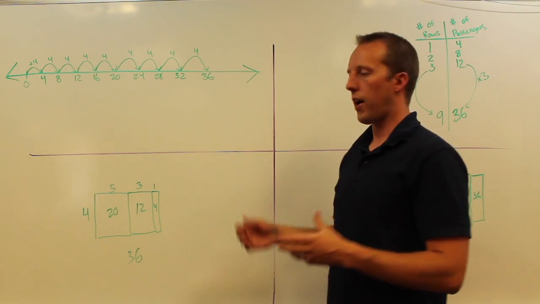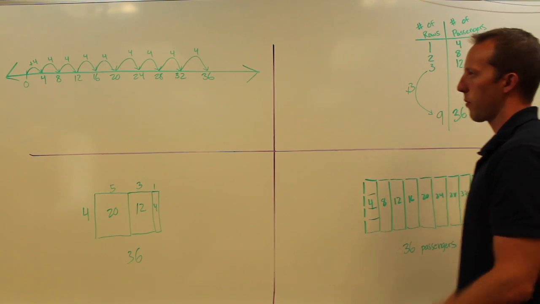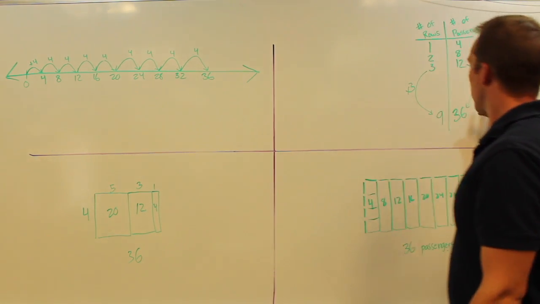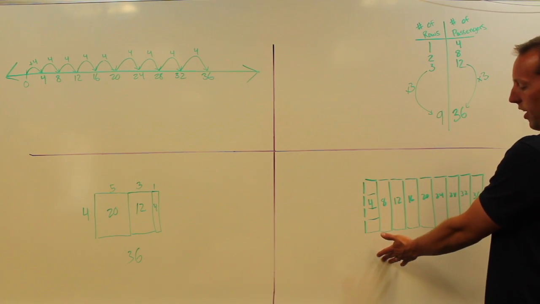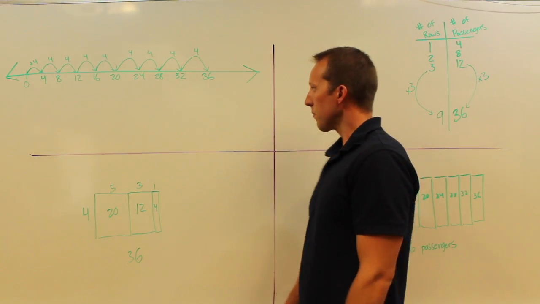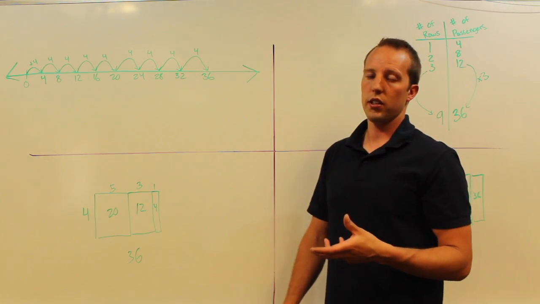So now as we zoom out, we can see the 4 different strategies that we used to solve this problem. We started with an open number line, then we went to a ratio table, and then we came down here and used a tile array, and then finally we used an area model. And so all 4 of these are strategies that will work if you're trying to solve a division problem.